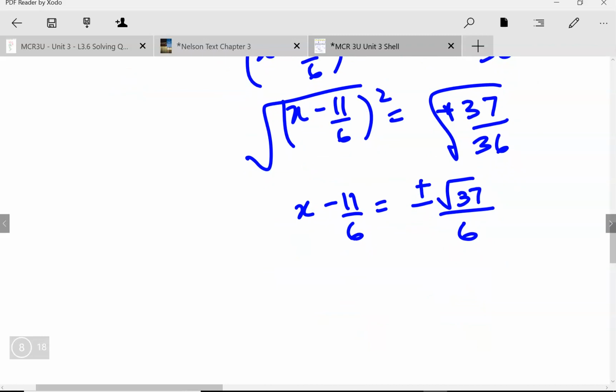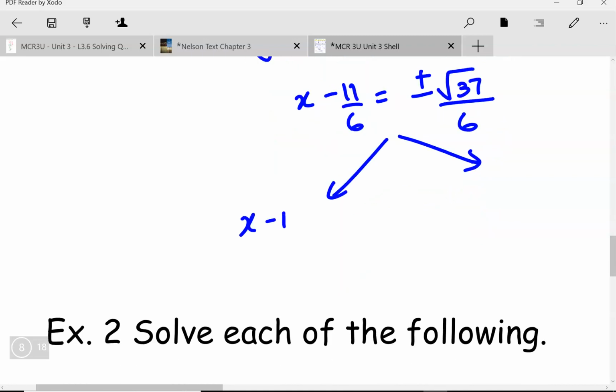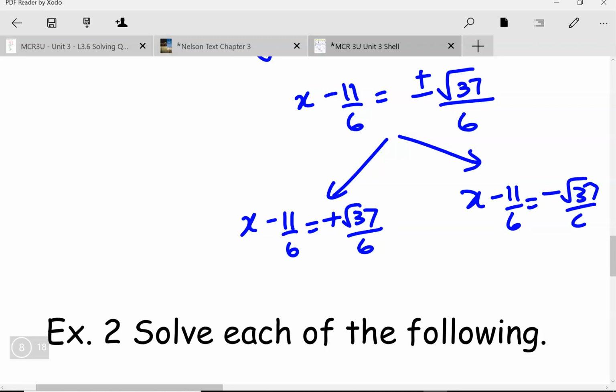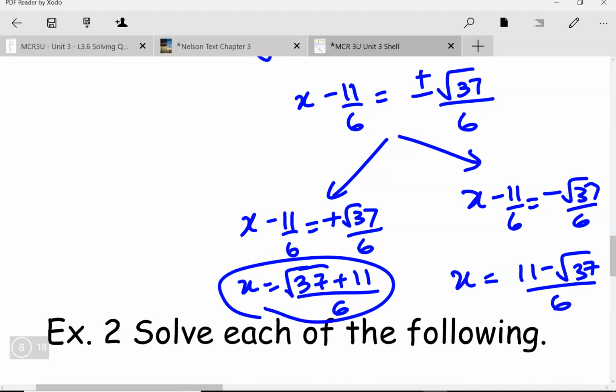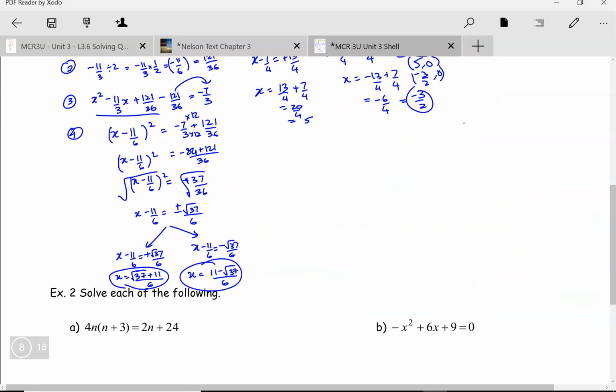And now again, once I have that final plus or minus step, I'm just going to split it into 2 and write x minus 11 over 6 equals positive root 37 over 6, and x minus 11 over 6 equals negative root 37 over 6. Which again, I'm going to move, so x equals 11 plus root 37 over 6, or x equals 11 minus root 37 over 6. And these are my two x values, or x-intercepts, and that's how I find them.